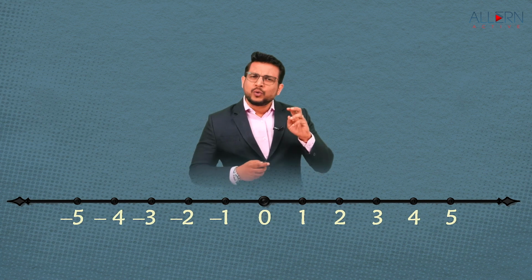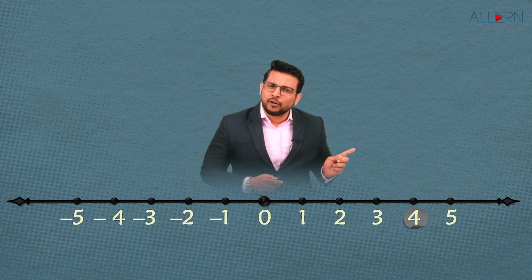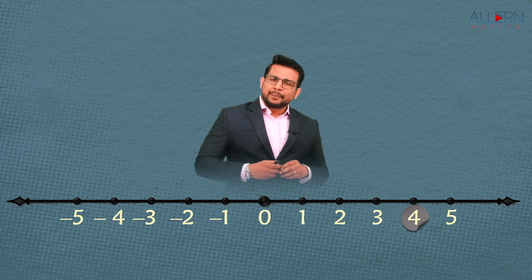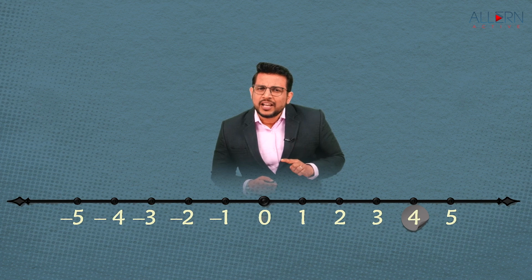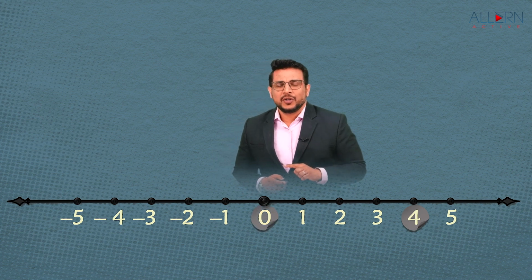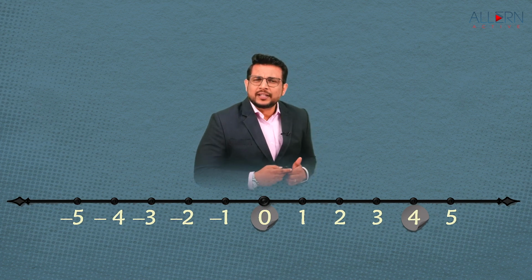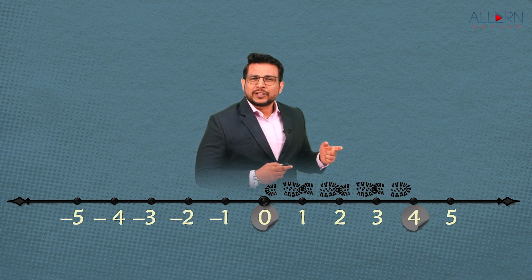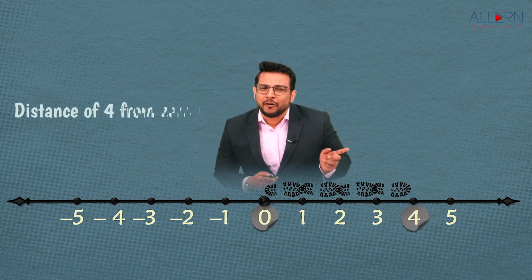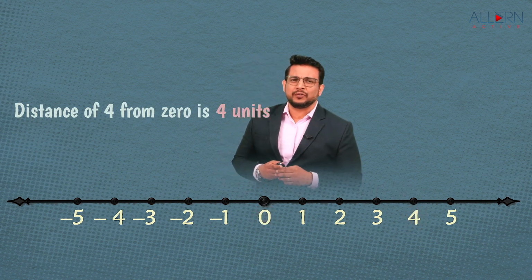Okay, I'm going to consider one of the real numbers here. Let's say I'm considering 4. And I'm asking you, what is the distance of this 4 from 0? You'll say, let me walk it, let me see. 1 unit, 2 units, 3 units, 4 units. So we can say that the distance of 4 from 0 is 4 units. Beautiful. That's nice.